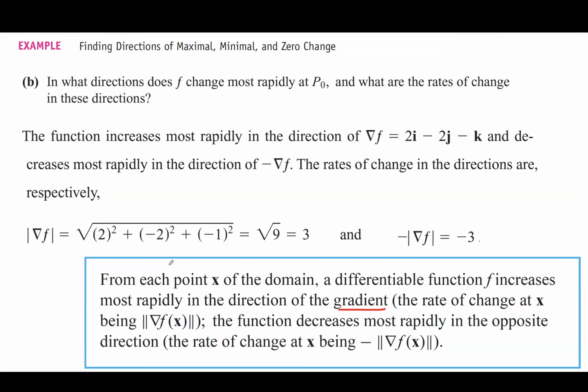It basically gives us the maximum rate of change and the minimum rate of change. In what direction does f change most rapidly? In the direction of the gradient. So as long as you have the gradient, which is 2, -2, and -1, you have the maximum rate of change, which is 3. In its opposite direction, you get the minimum rate of change, which is -3.